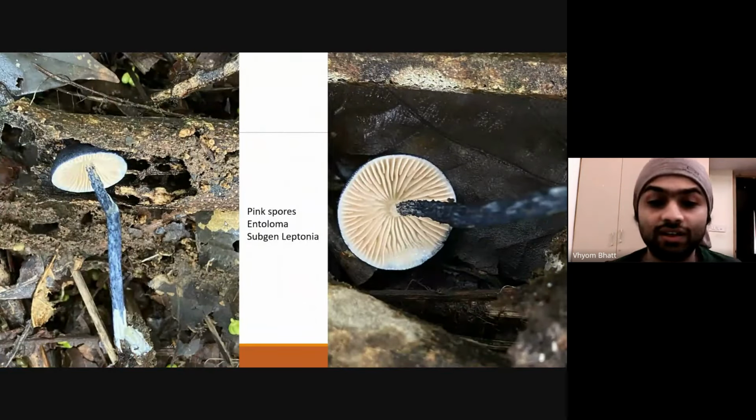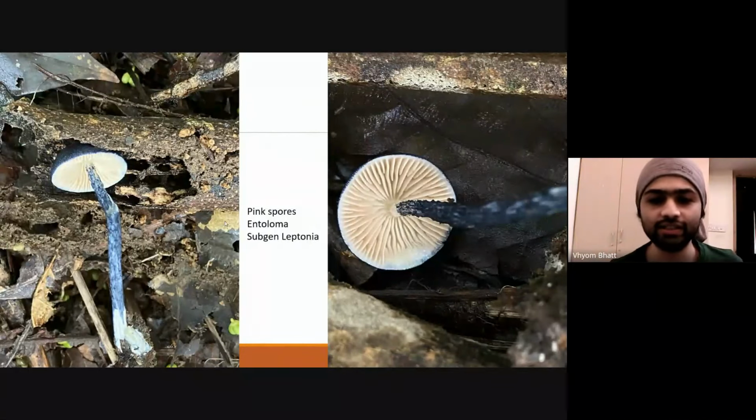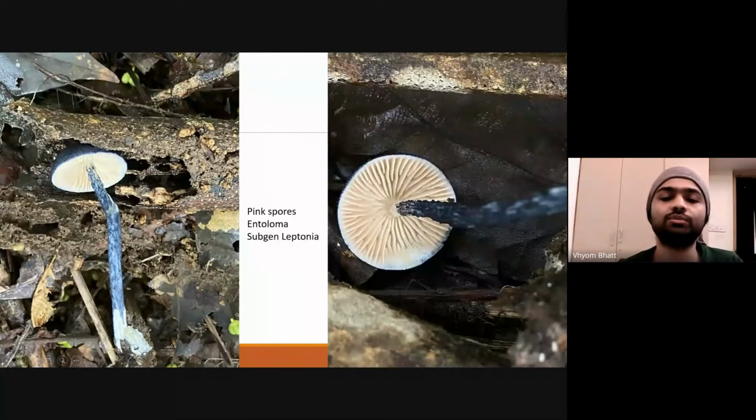My favorite, one of my favorites, because it's blue in color and has beautiful pink gills, is Entoloma. Entoloma, also called pink gills. Look at how beautiful this mushroom is. I found it in Wayanad, and you can see it has pink gills. It's also in the subgenus Leptonia under the Entoloma genus.